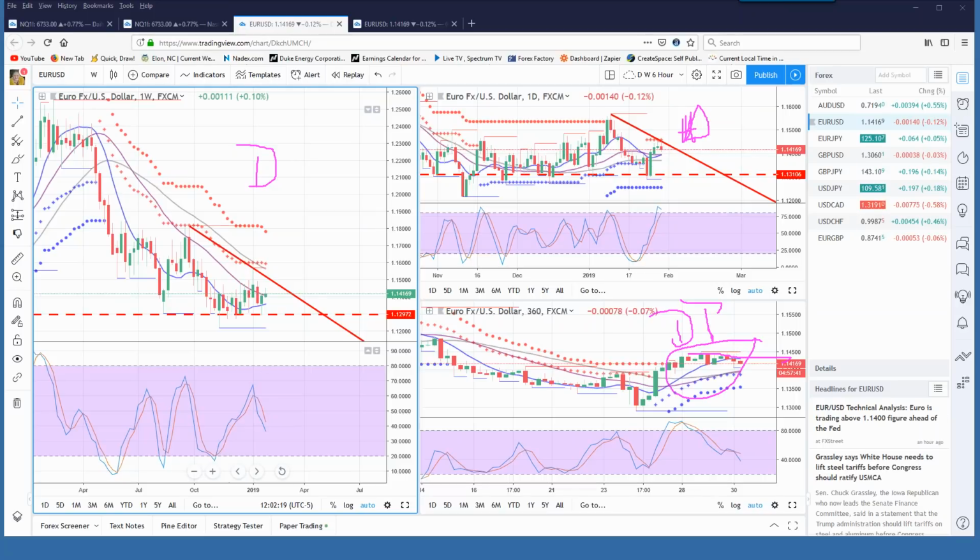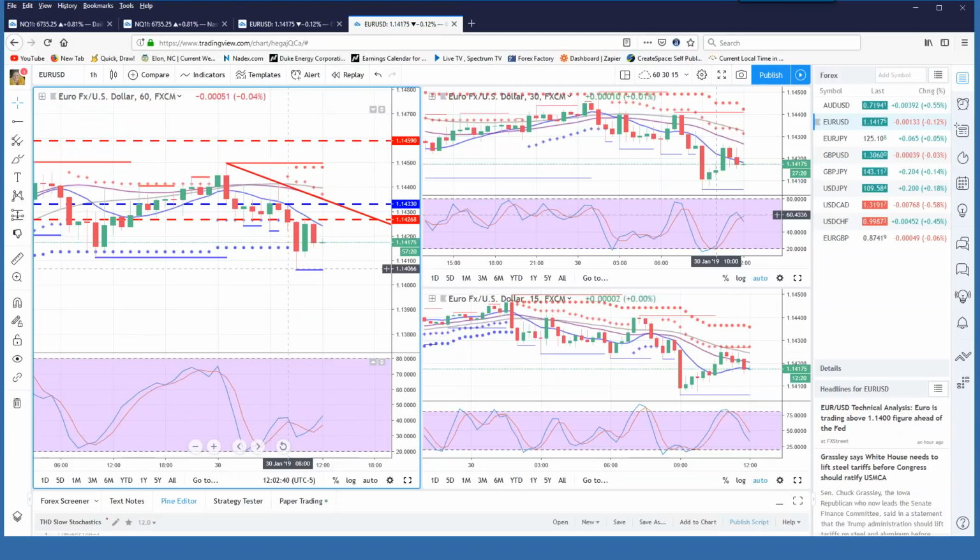Okay. Today is Wednesday, and I'm entering for the first time on the euro dollar today because this is when the pattern set up. Understand? Now, after I verified with the weekly, the daily, the 360, I come down to the 60. I see the same pattern on the 60.